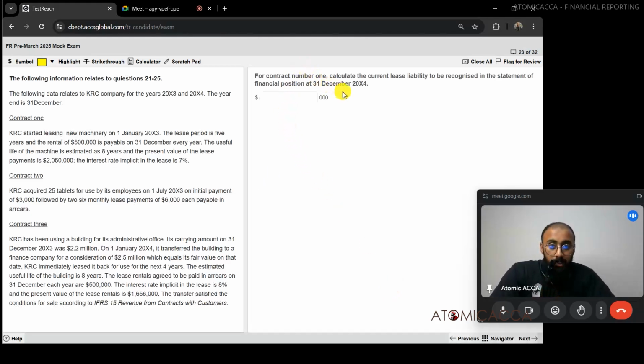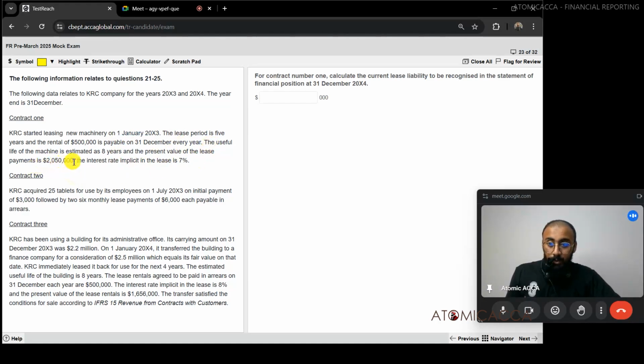For contract number 1, calculate the current lease liability to be recognized in SOFP at 31st December X4. When did they enter into the lease? 1st Jan X3, 1st Jan X4, 31st December X4. This is a 2 year time period, and this is an arrear lease. So we have to move from one year to the next, and at the end of year 2 I have to see what the current liability is. That's a long calculation to do. Let's start.